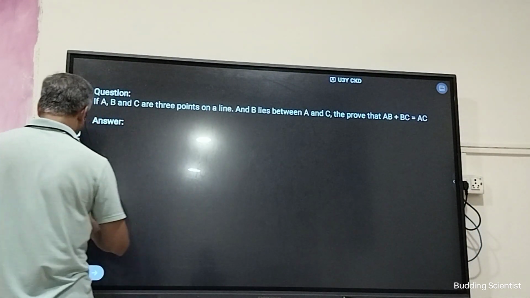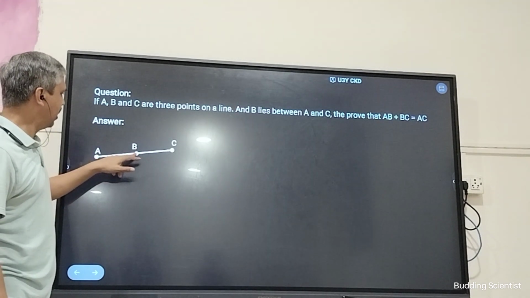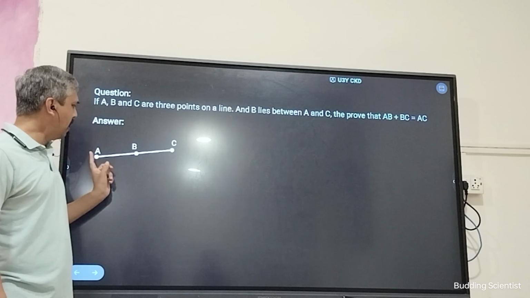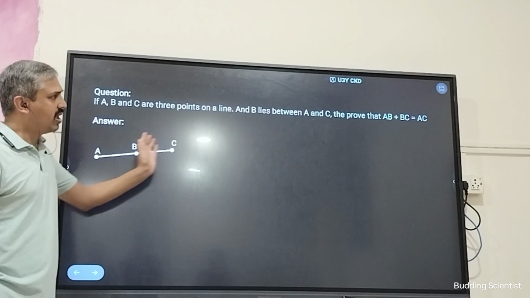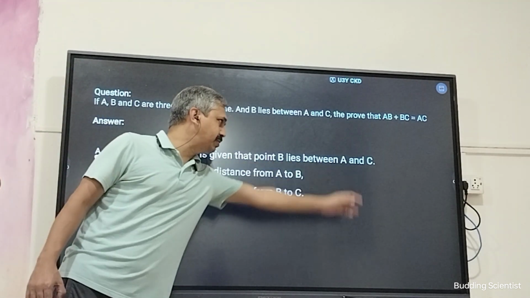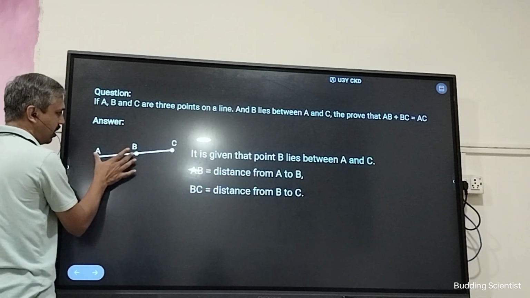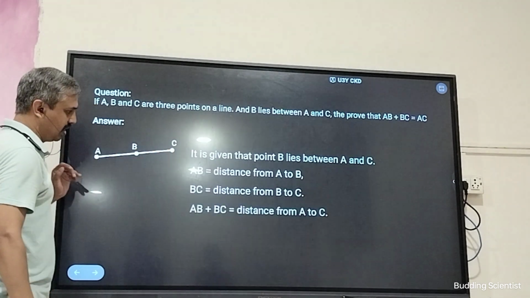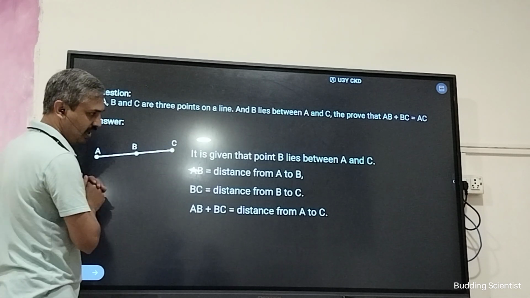Now let's draw a diagram on this. A, B and C. Now B might seem to be a midpoint, but I don't mean that it is a midpoint. It is anywhere in between A and C, but on the same line. So A, B, C are the 3 points on the same line. Now please check that it is given that the point B lies between A and C. AB is the distance from A to B. BC is the distance from B to C. Clearly AB plus BC would be the distance from A to B and B to C, so that is the distance from A to C.